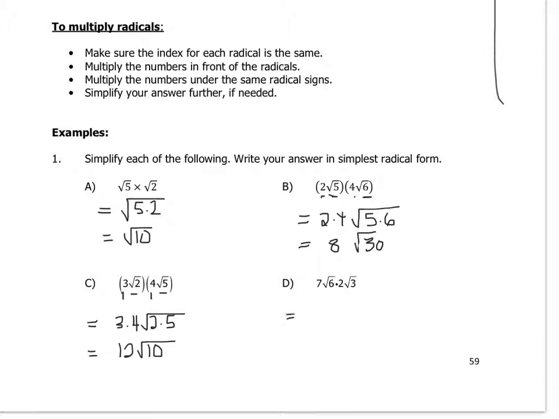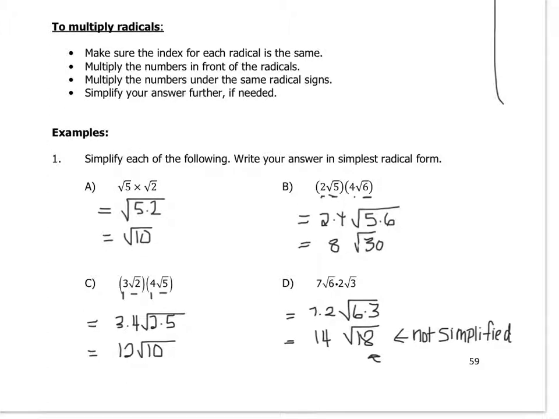And the next one as well, we have 7 times 2 gets multiplied, and 6 times 3 gets multiplied, so that gives you 14 root 18. Now in this last example, you'll notice that 18 has a perfect square factor, so this is not simplified, because 18, which is under the radical sign, has a perfect square factor of 9.